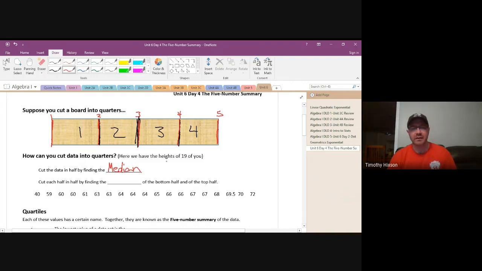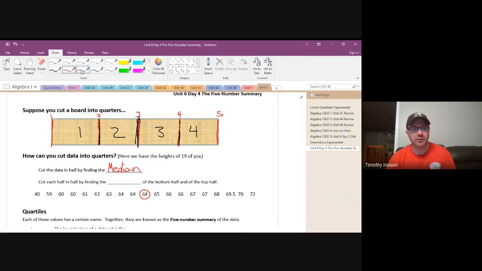Now I have 19 values down here, so that means I'm going to have 9 on either side, and then I'm going to have a middle one because there's an odd number. So I have 1, 2, 3, 4, 5, 6, 7, 8, 9, 10. Right there is my median. And of course, I had 9 on this side. I have 1, 2, 3, 4, 5, 6, 7, 8, 9 values on that side as well. So we found the median.